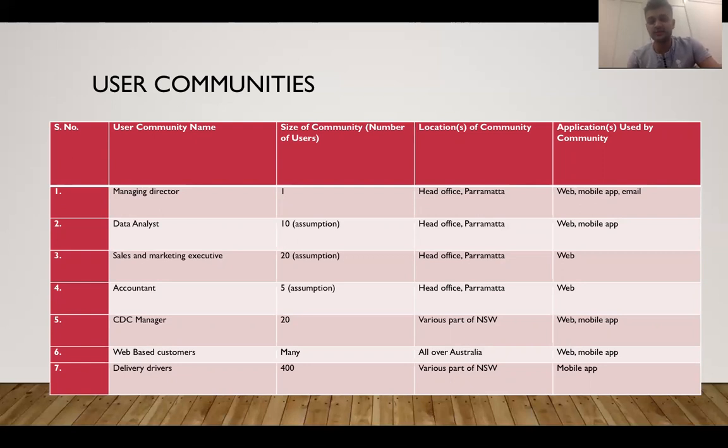The managing director is using web and mobile app. Data analysts are using web and mobile app. Sales and marketing executives are using web. Similarly, delivery drivers are using the mobile app for the connection.